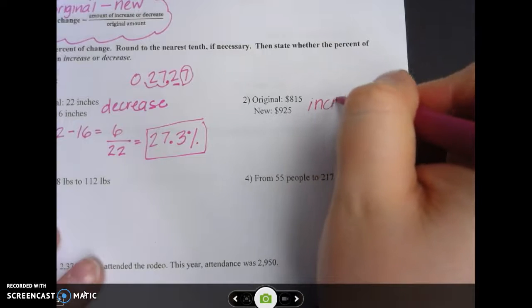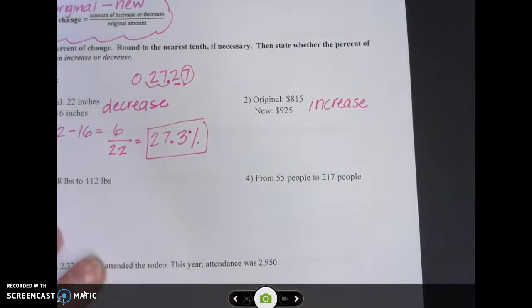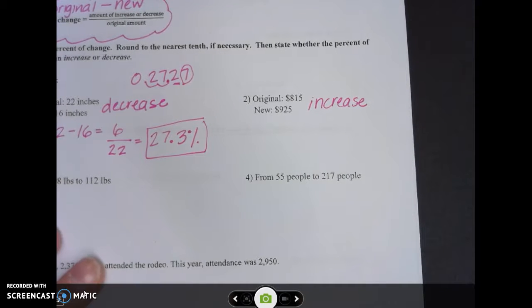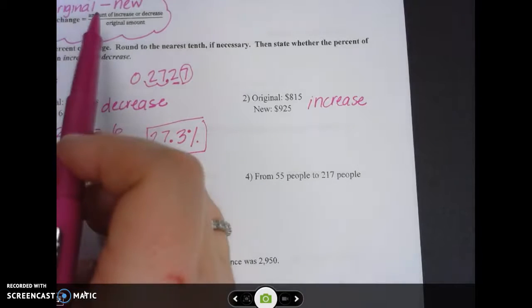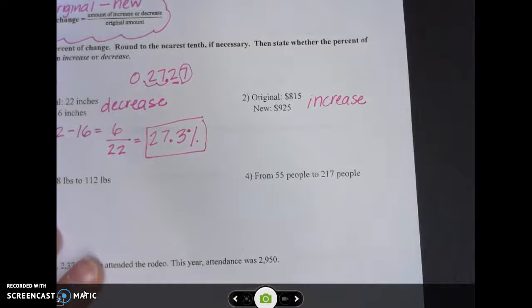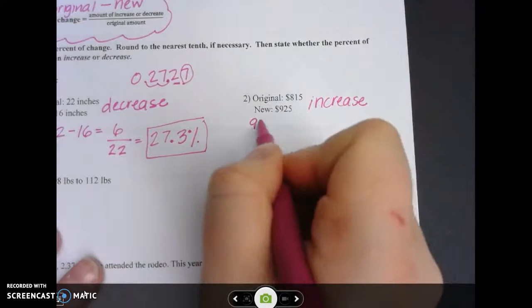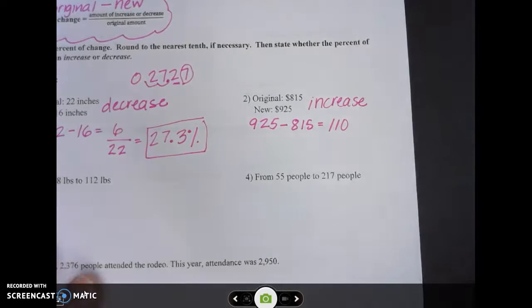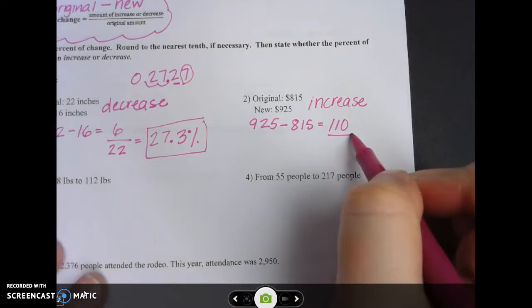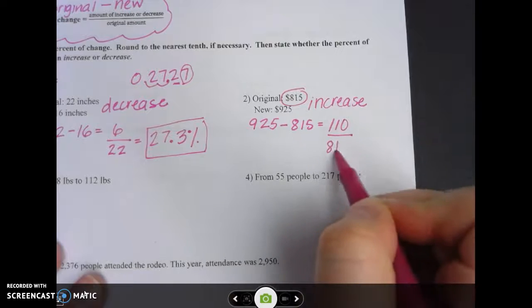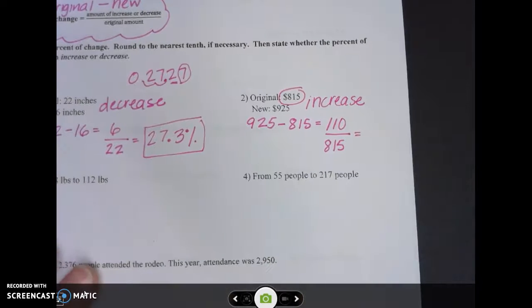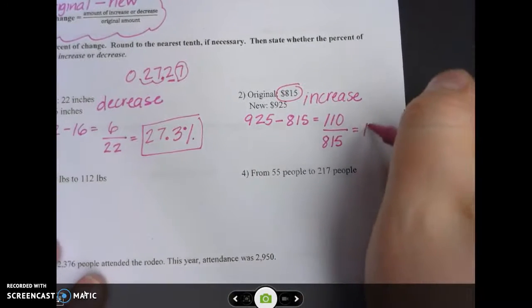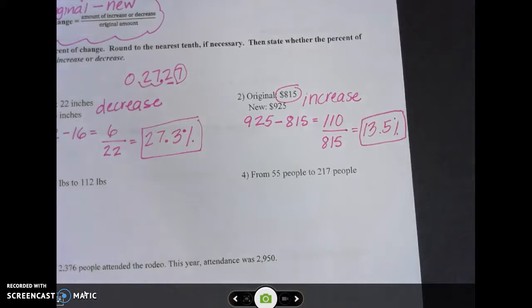When I look at number 2, my original is 815, and I go up to 925, which means that's going to be an increase. And so I'm going to subtract. When you subtract, it doesn't necessarily always have to be original minus new. Just take the bigger one and subtract the smaller one. So I'm going to do 925 minus 815. That amount of increase is $110. And I'm going to divide it by my original, which is 815. When I divide that, I'm going to end up with 13.5%. So it's a 13.5% increase.